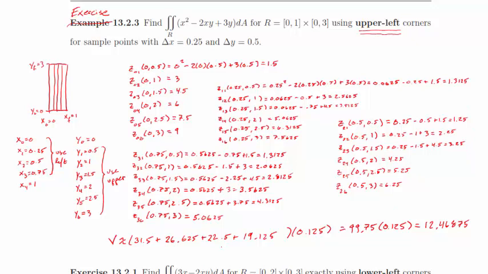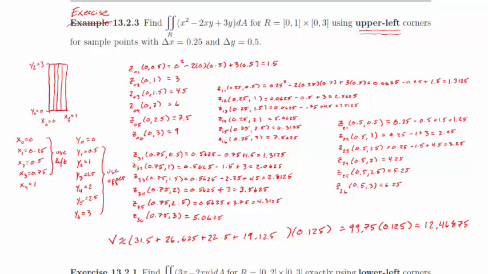And then I look at my last column where x is now 0.75, and we put in the y's from 0.5 through 3. We get z sub 3.1 equals 1.3125, z sub 3.2 equals 2.0625, z sub 3.3 equals 2.8125, z sub 3.4 equals 3.5625, z sub 3.5 equals 4.3125, z sub 3.6 equals 5.0625. Adding up all of these values, we get 19.125.